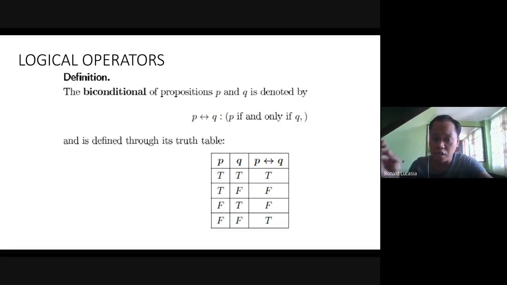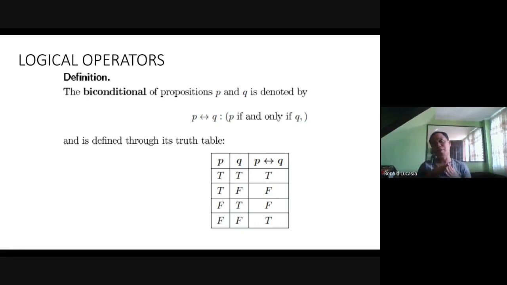True, true implies true. False, false implies true. Ulitin ko, a biconditional statement is only true if the propositions P and Q have the same truth value. True and true implies true. False, false implies true. Otherwise, that is false. Ito yung if the sum of the angles, no, if a triangle has a 90-degree angle, then it is a right angle. If it is a right angle, then it is a right triangle.